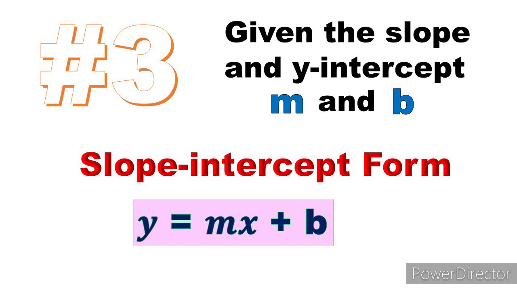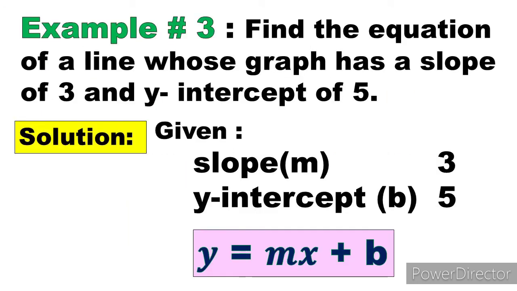How to find the equation of the line given the slope and y-intercept, which is we have m and b. m is slope and b is y-intercept. Therefore, we have slope-intercept form, which is y equals mx plus b. And now we have example number 3. Find the equation of a line whose graph has a slope of 3 and y-intercept of 5. And this is our solution since ang given ay slope at y-intercept.